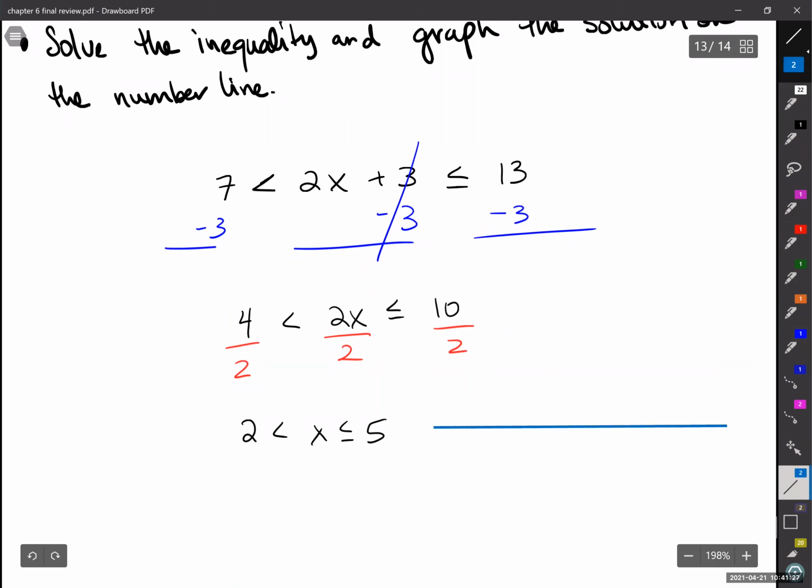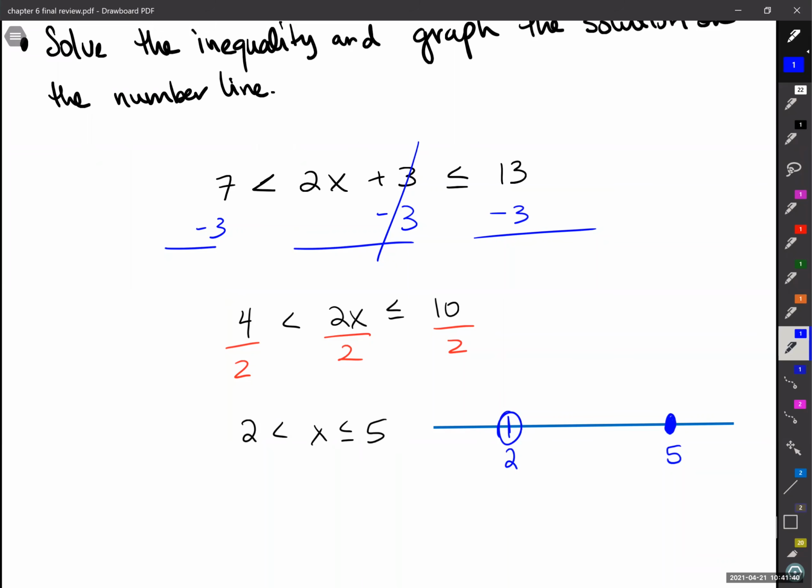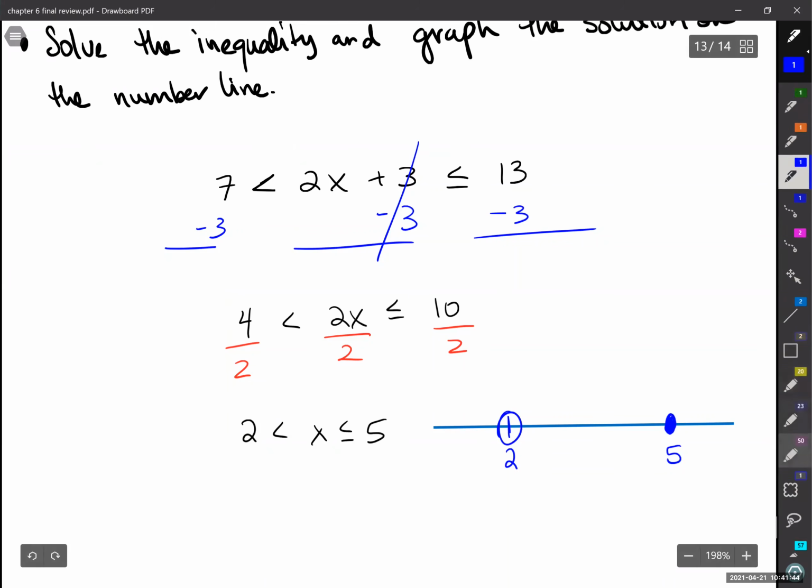Now, as I graph this, I want to pay attention to the inequalities. The 2 is just less than, so we do open. The 5 is or equal to, so we have to do that one solid. And then it's saying pick the interval where x is at the same time greater than 2, but less than 5. So that should be here.